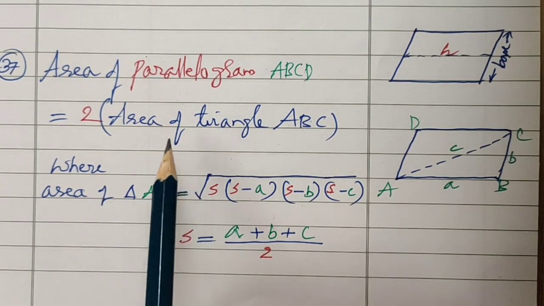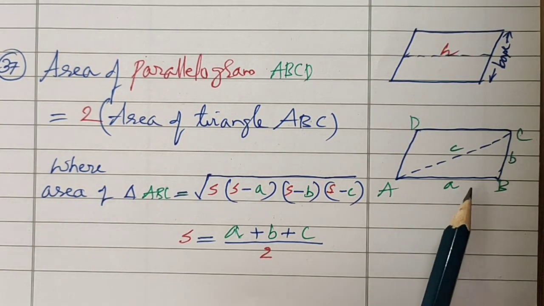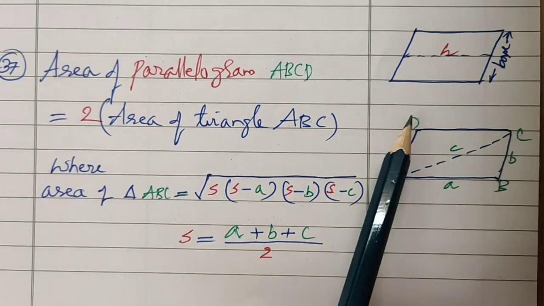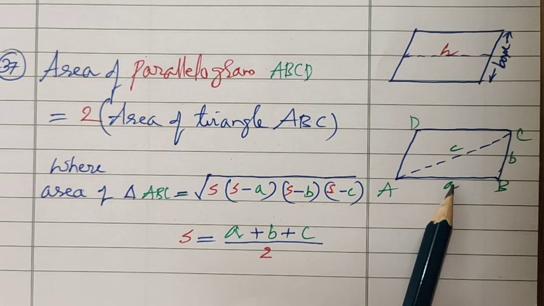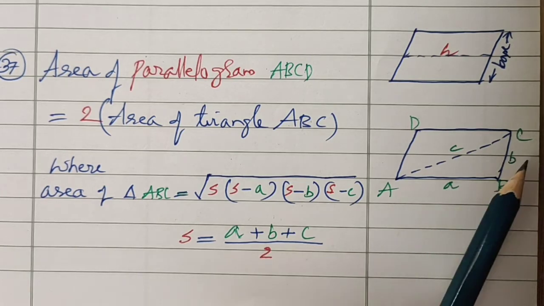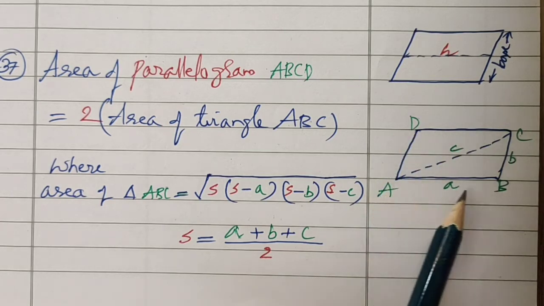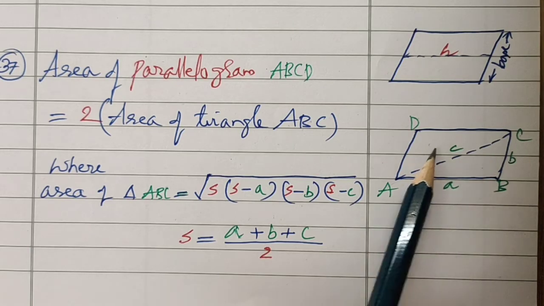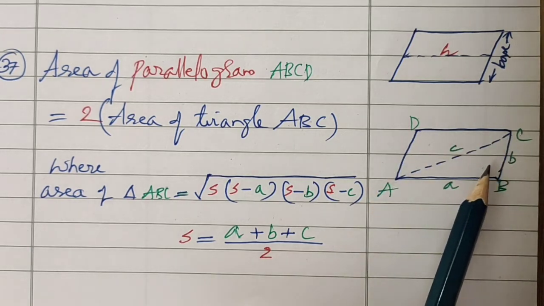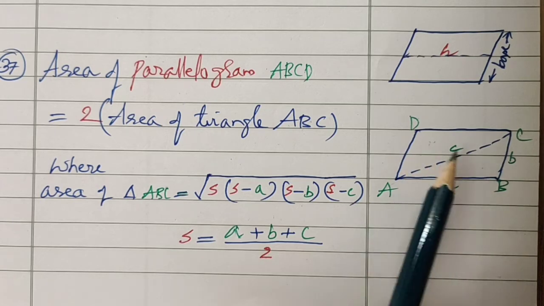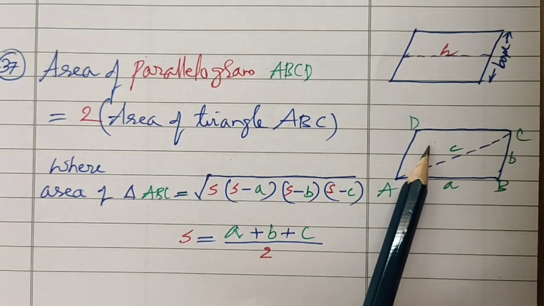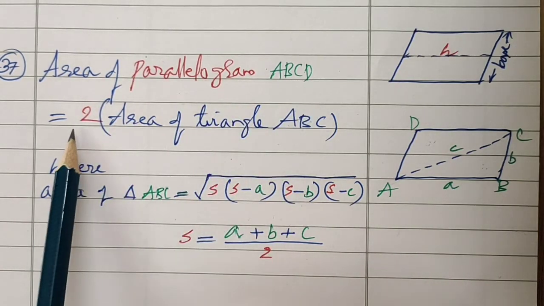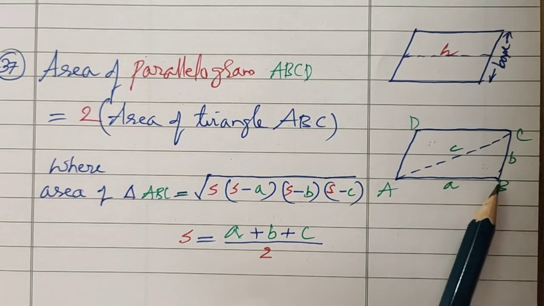How do you find the area of a parallelogram when the height is not given, when the sides are given? In parallelogram ABCD, the parallel sides A and B are given. We need to find the area of the parallelogram. If we draw a diagonal, then we have two triangles. Since these two triangles are equal, the area of the parallelogram is 2 times the area of one triangle. Area of parallelogram ABCD is equal to 2 times the area of triangle ABC.